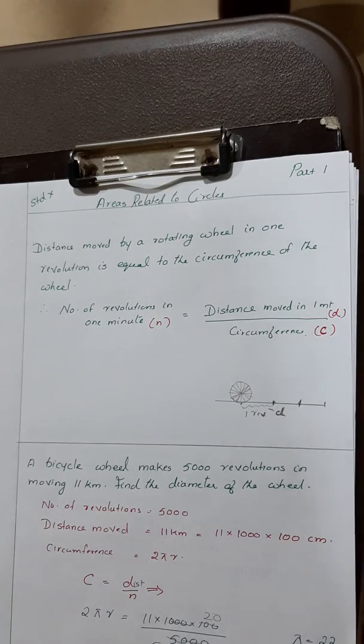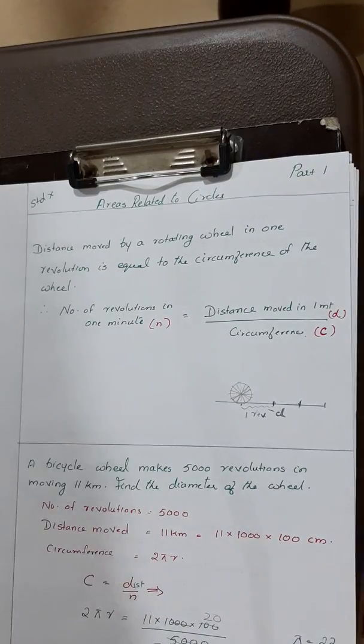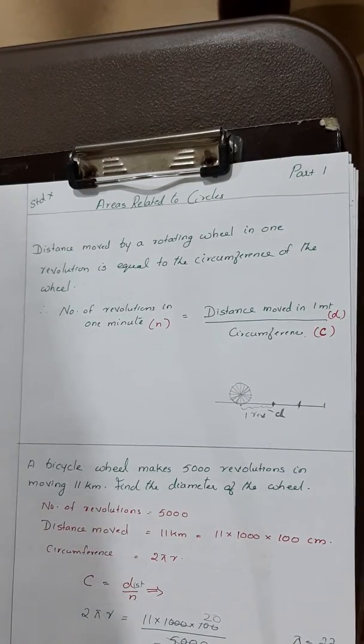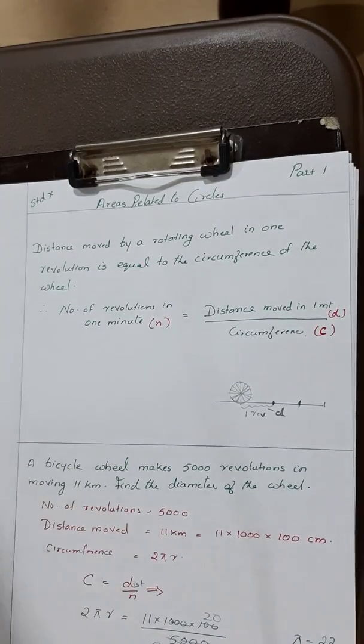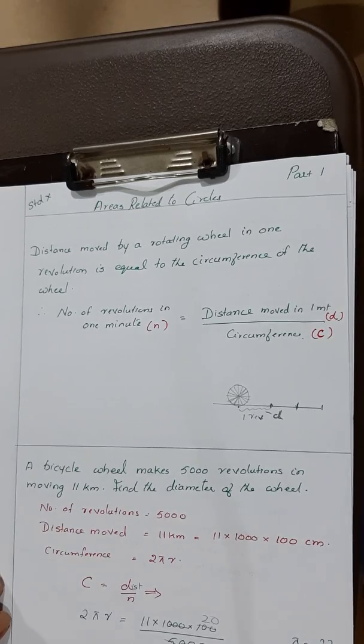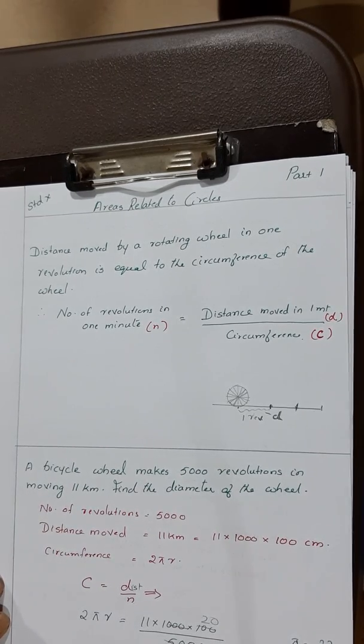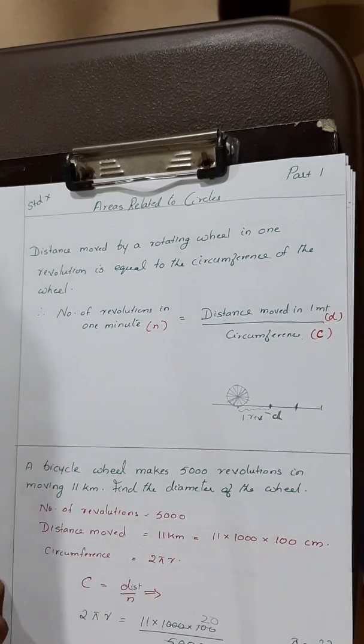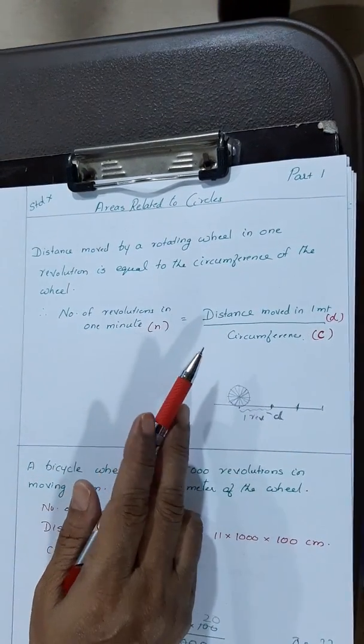The chapter is Areas Related to Circles for Standard 10. This is part 1. So we will be doing some problems related to the revolution of the wheel. Before we start with the problems, let us discuss the concept behind it.